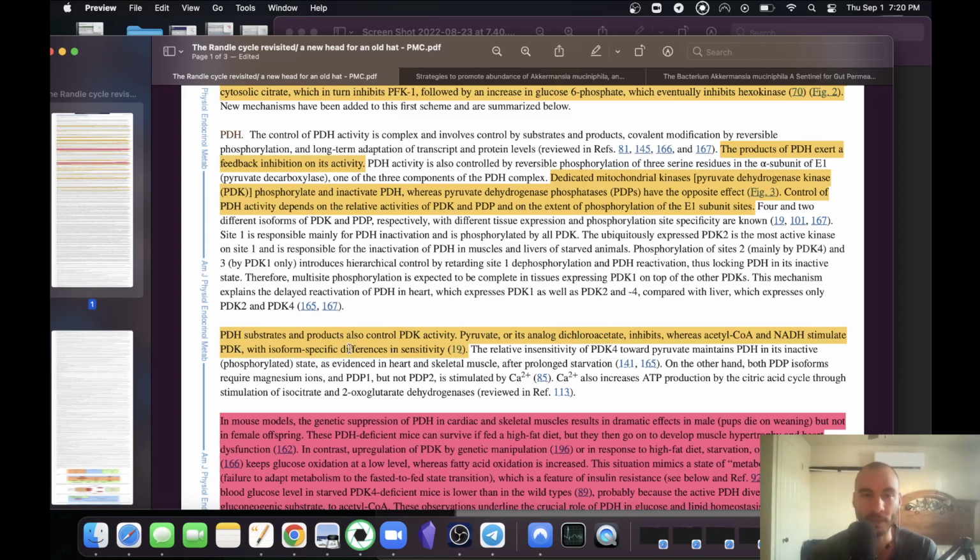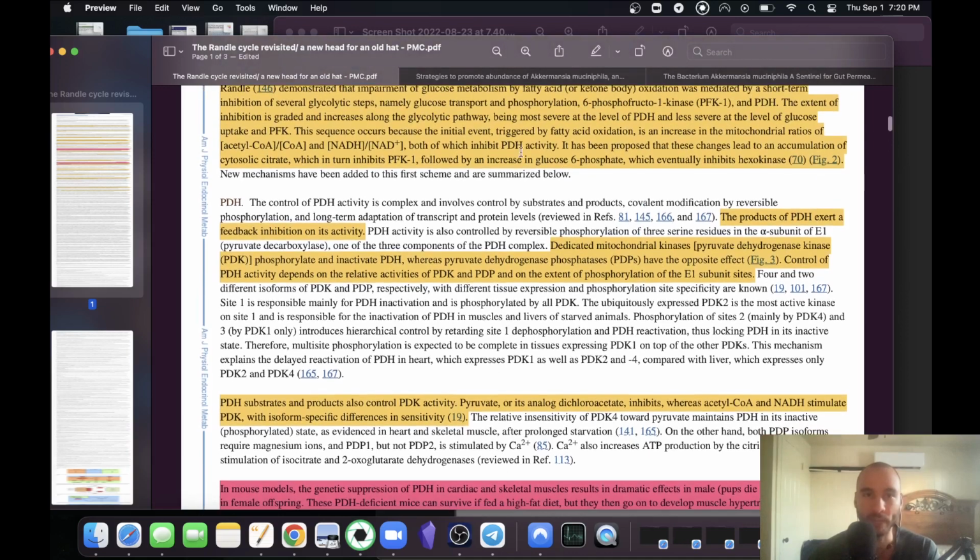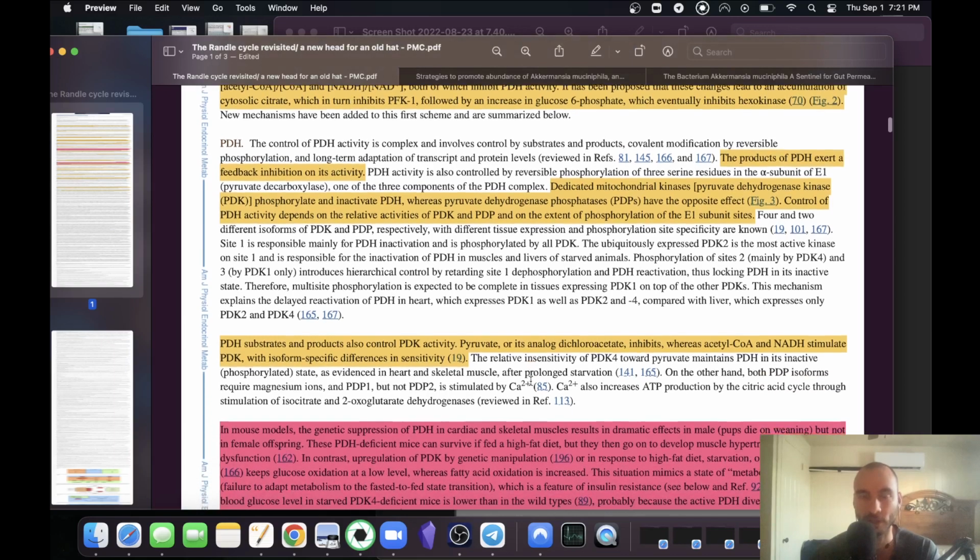But the real thing to keep in mind is that a buildup of acetyl-CoA and NADH increases PDK, which further shuts down pyruvate dehydrogenase, while acetyl-CoA buildup and NADH in and of themselves also shut down pyruvate dehydrogenase. So you have multiple mechanisms here shutting down pyruvate dehydrogenase activity with a buildup of NADH and acetyl-CoA. And this is going to be really important when we go through the graphs, and I'll explain all of that.